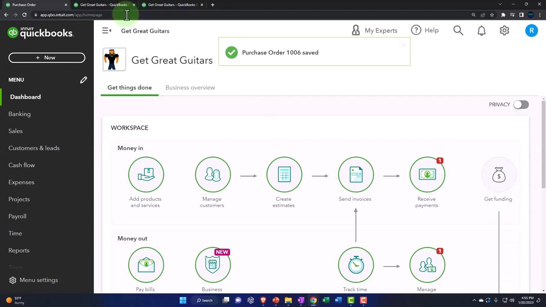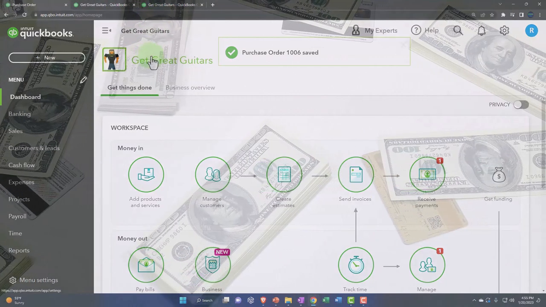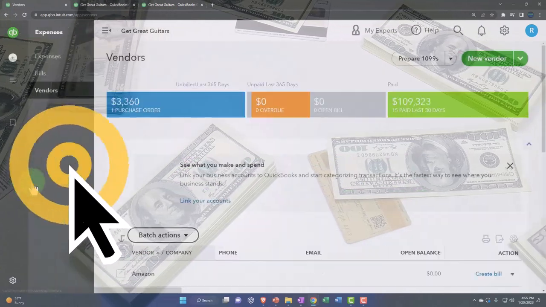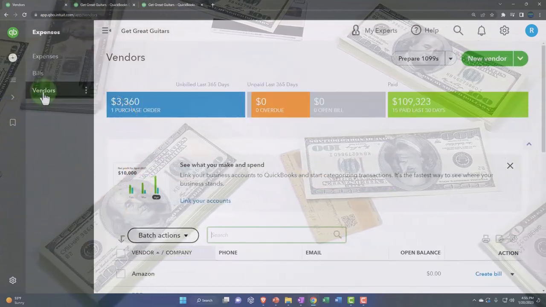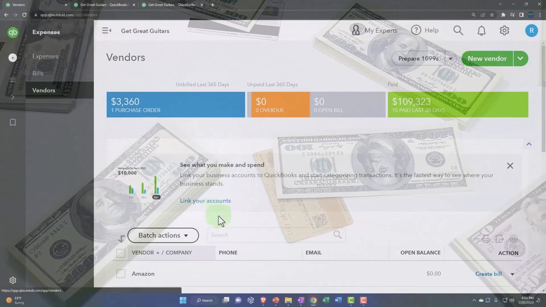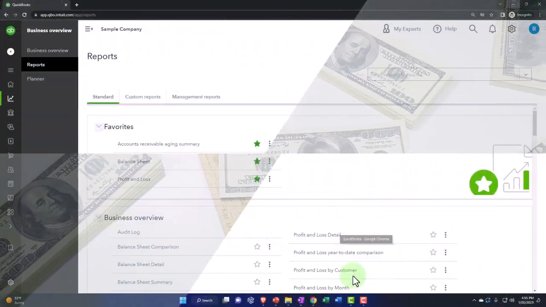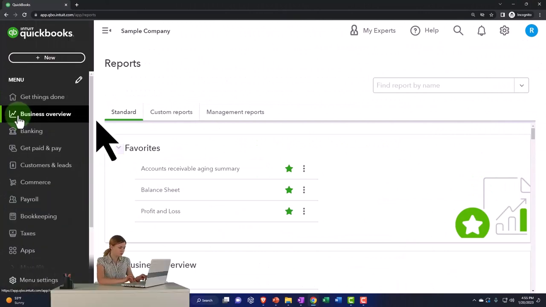No impact on the financial statements here, but we can track it by going to the expenses side of things on the left-hand side. We might track it, say, by the vendor. And if you're in the business view, by the way, you might say, well, what if I'm in the business view, is what people probably are saying.